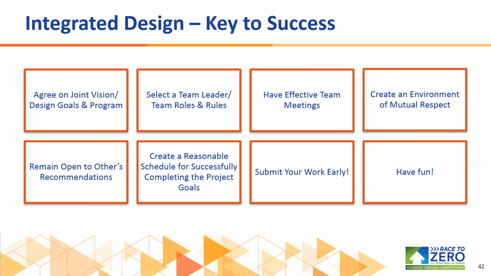When looking at integrated building design, there are some keys that past projects have used to ensure success. As you get started, work to agree on a joint vision and your design goals at the beginning of the project. Select a strong team leader and then clearly define your team roles and rules. Run effective team meetings. The team leader is key here. Ensure you have an agenda and clearly defined outcomes of team meetings.